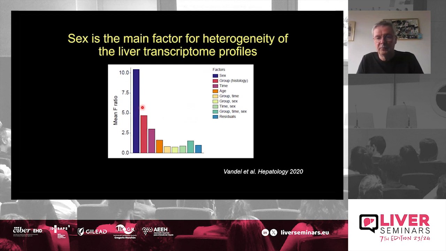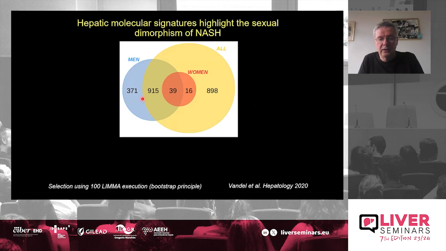So it makes a big difference if you look at transcription, gene expression, and transcriptome analysis, whether you look in male or female subjects. And we went a little bit further in that study and looked at what might be the differences between these women and men that explain why this is such a high parameter for variation of the transcriptome in human liver.